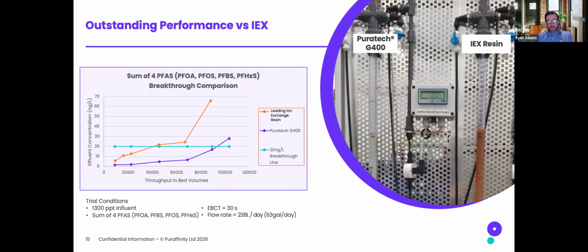And then a direct comparison against ion exchange here as well. We compared it to a lead ion exchange resin, and a lot of you could probably guess what that is, against G4 or PureTech media, and same thing, 20 ppt. You can see the influent there, 1300 ppt of some of those four PFAS, 30 seconds contact time, like for like. I realize that ion exchange normally would have longer contact times, but we're using this to represent that shorter contact time and how much more we can treat, pushing 90,000 throughput in bed volumes compared to 40-ish for the ion exchange.